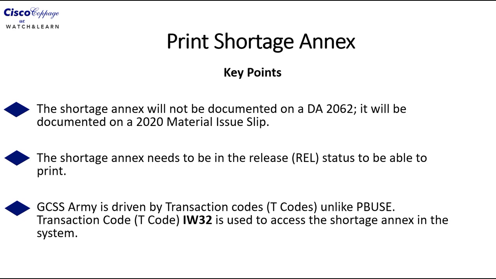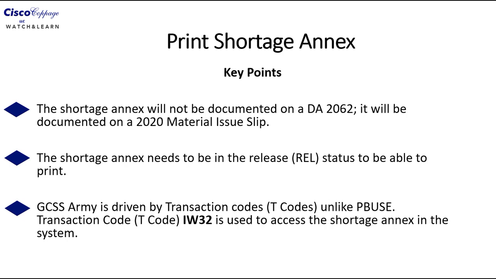The second key point is that the shortage annex needs to be in the release status to be able to print it. So if your shortage annex is still in the created status where you see CRTD, then you will not be able to print the shortage annex. It has to be in the release status. If it's still created, it has not been released for MRP to pick up those items that are on that shortage annex. So whether those items are components of end items or basic issue items, MRP will not be able to pick those items up until they are released.